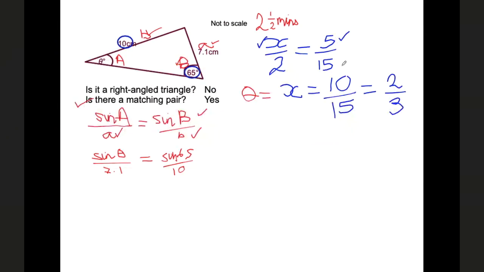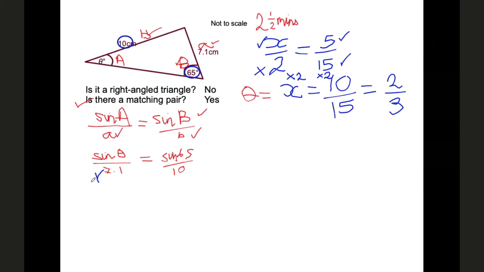We're going to use a very similar method for this one, and this will always be the same for the sine rule. We would like theta on its own, so the first thing we need to eliminate is the 7.1. Now, to get rid of the 7.1, we are going to have to do the inverse of divide by 7.1.